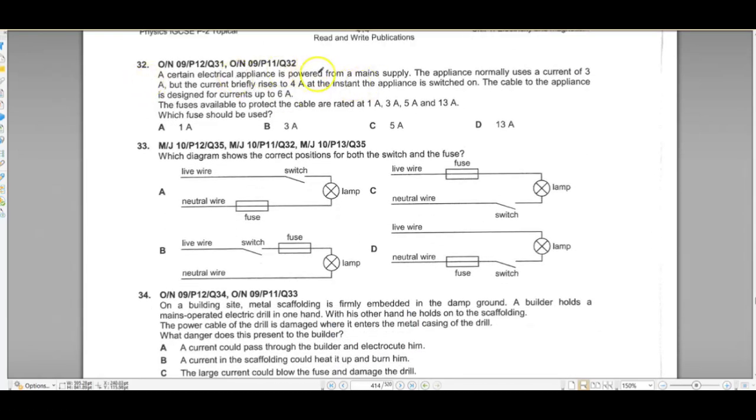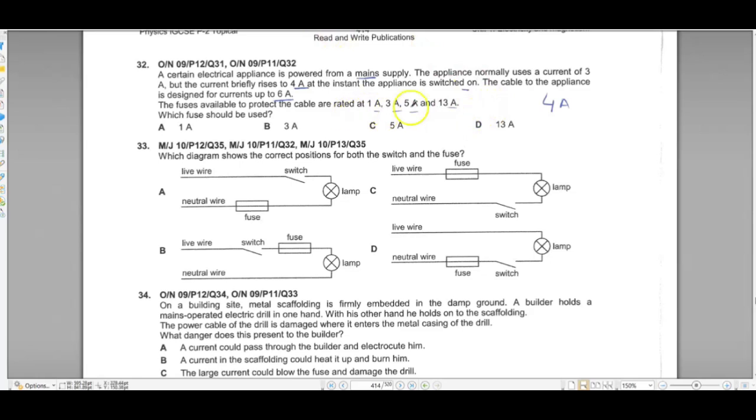A certain electric appliance is powered by a main supply. The appliance normally uses a current of 3 amperes, but the current briefly rises to 4 amperes at the instant the appliance is switched on. The cable to the appliance is designed for a current up to 6 amperes. The fuses available to protect the cable are rated 1 ampere, 3 ampere, 5 ampere and 13 ampere. So what should we use? Okay. The appliance is calibrated for 4 amperes. Okay? The cable might be calibrated to hold 6 amperes of current.